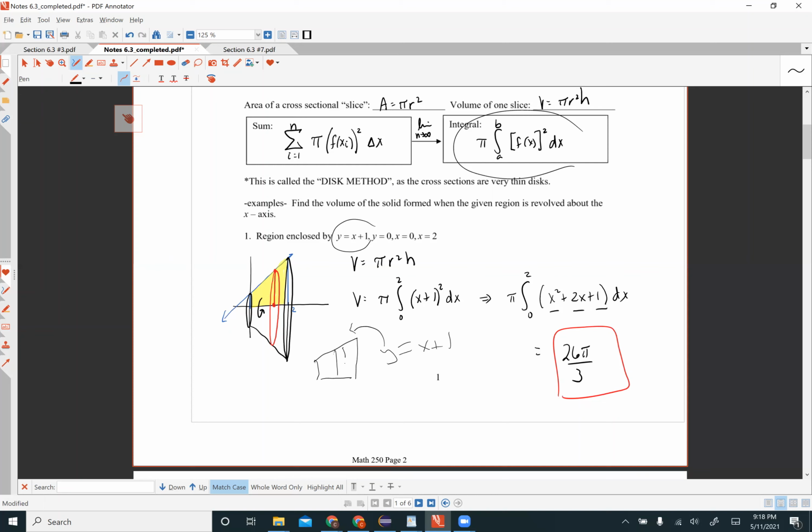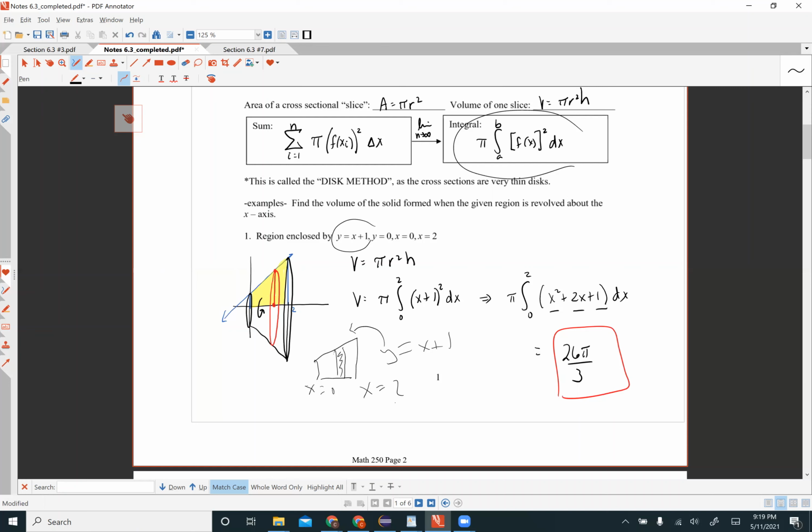At any x, you go all the way down to the x-axis, and that's the radius of your circle. You're going to rotate that radius around the x-axis to generate an almost cone-looking object. In this case, the function is x plus 1. This is the y-axis, x equals 0, and we're told in the problem it goes to x equals 2.